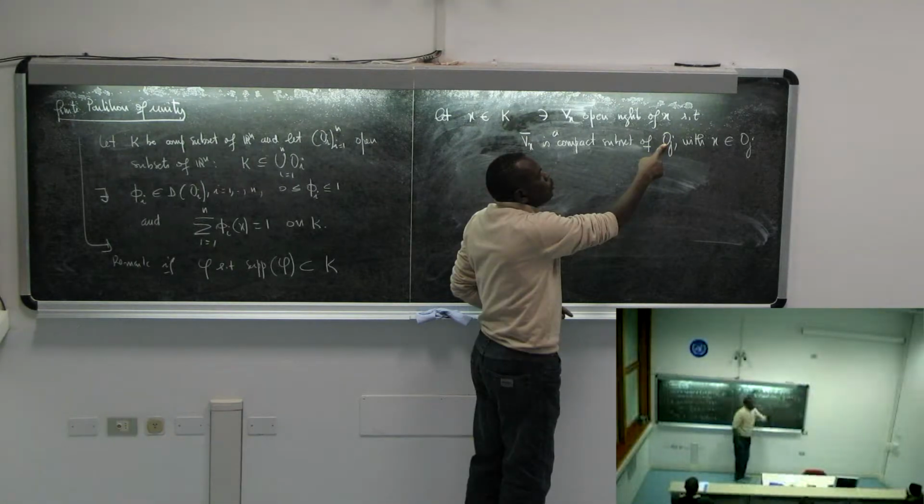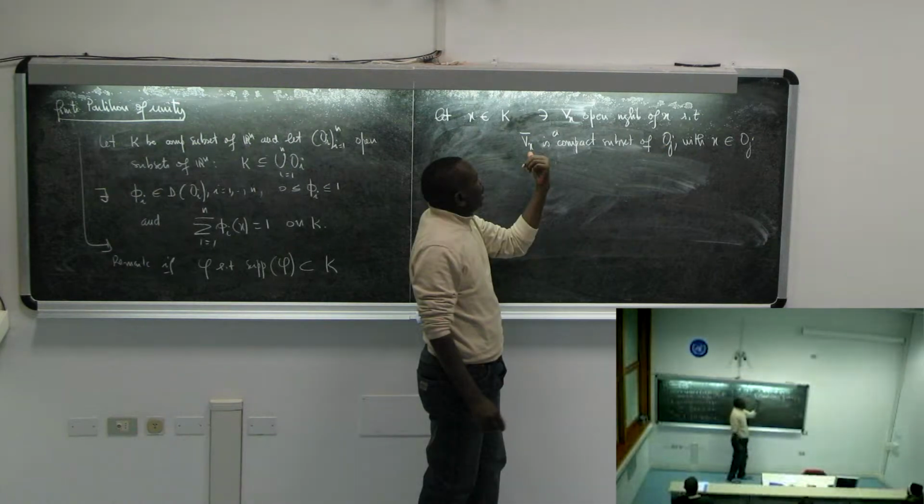It looks like if x is in O_j, there exists an open ball, and you can take the radius small such that the closure also stays in O_j. So for any point in O_j, we can find a neighborhood like this such that the closure is compact and the closure also stays inside O_j. This we can do for any point x in K.